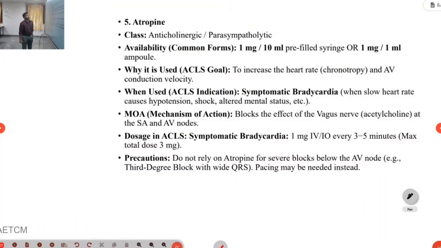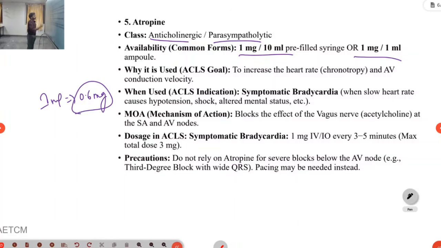And the next drug is atropine. It's an anticholinergic parasympatholytic. Availability is 1 mg per 10 ml pre-filled syringe, or 1 mg per ml, or 1 ml containing 0.6 mg. The most common availability is this one, 1 ml which is 0.6 mg.